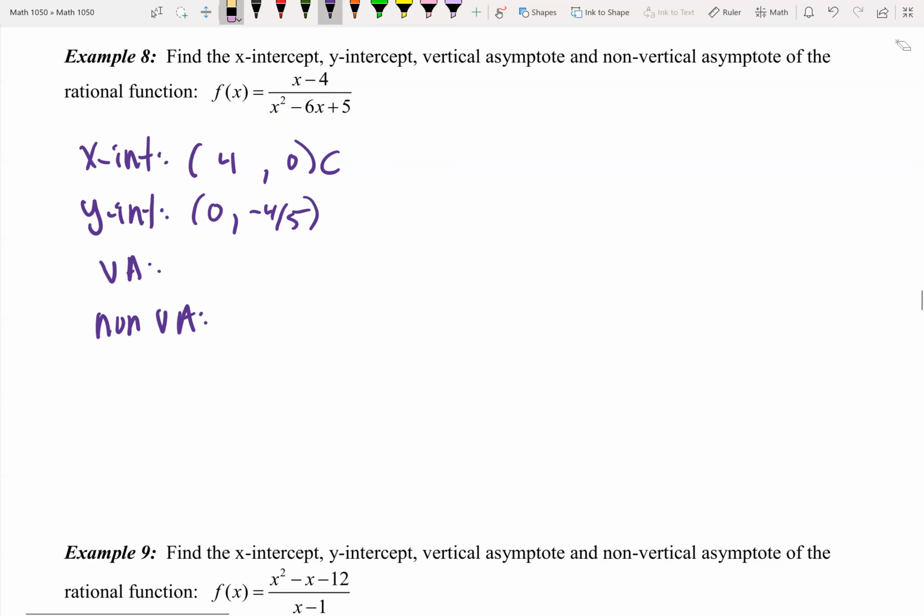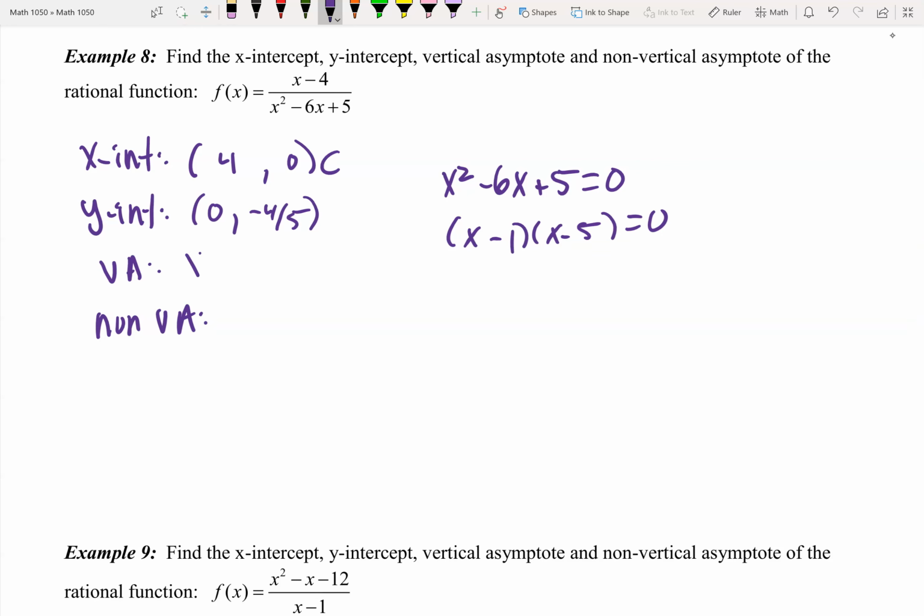Vertical asymptotes. You have to remember where they come from. Where do vertical asymptotes come from? The bottom. So I'm going to go x to the second minus 6x plus 5 is equal to 0. And now I'm going to factor. So it's going to go to x and x. Signs are the same. They're both negative. 5 and 1 multiply to give me 5 and add to give me 6. So I have a vertical asymptote at x equals 1, comma 5.